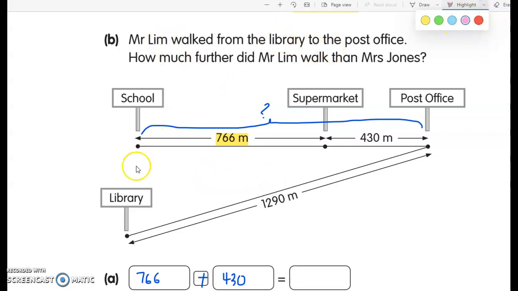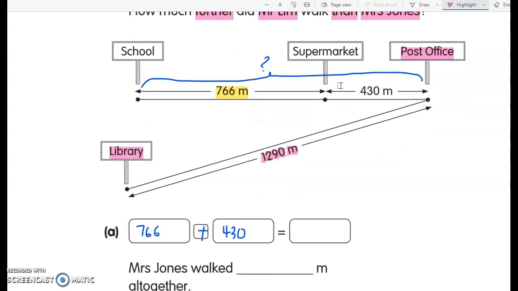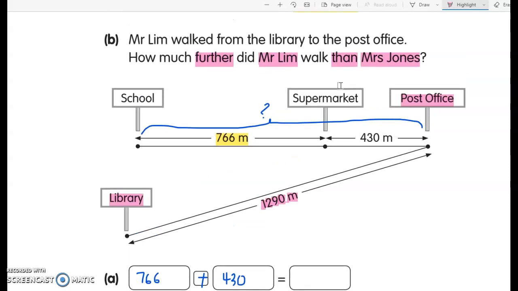So we know that Mr. Lim walked from the library to the post office, and the distance shown here is 1,290 meters. So what do we need to find out? We need to find out how much further did Mr. Lim walk than Mrs. Jones. So we have this word, further than. How much? That means Mr. Lim walked more, right? So how much more than Mrs. Jones? So what are we doing over here? It is actually a comparison question.